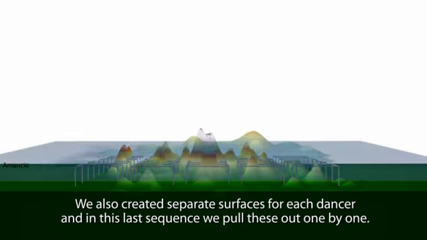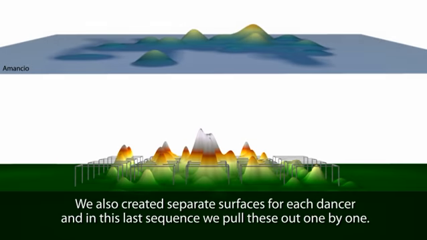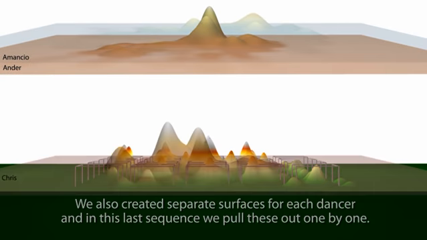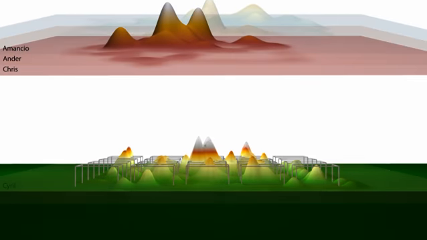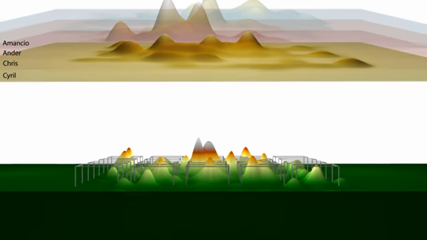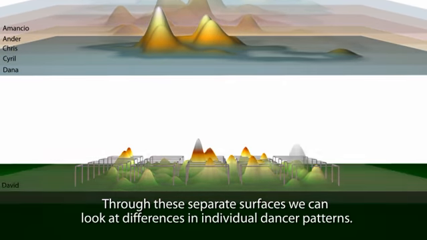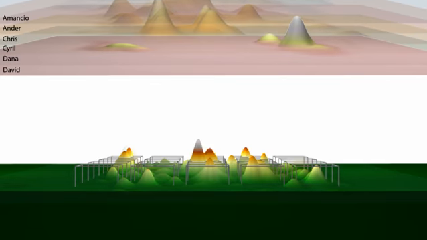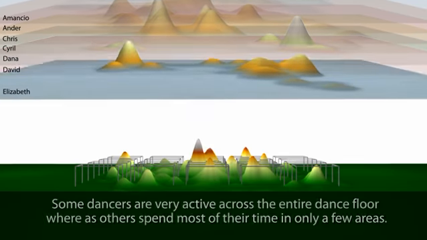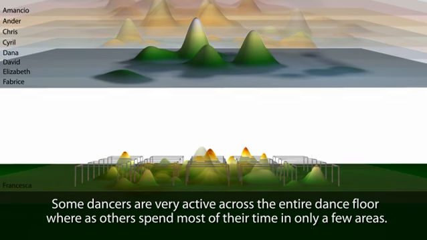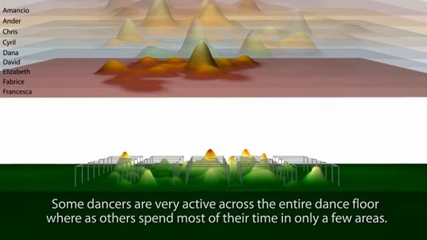We also created separate surfaces for each dancer, and in this last sequence we pull these out one by one. Through these separate surfaces we can look at differences in individual dancer patterns. Some dancers are very active across the entire dance floor, whereas others spend most of their time in only a few areas.